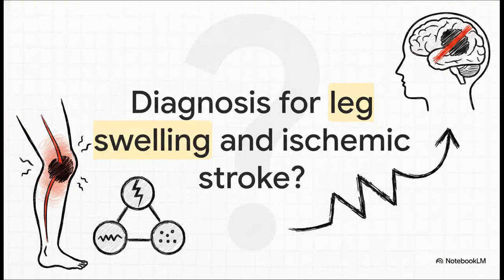Picture this. You're evaluating a post-op patient. Out of nowhere, they develop unilateral leg swelling, warmth, and calf pain. Right away, you're thinking classic deep vein thrombosis, driven by Virchow's triad. But then, the unthinkable happens. They concurrently suffer an ischemic stroke. It's one of those classic presentations that forces us to dynamically link a venous issue down in the legs with a catastrophic neurological event up in the brain.